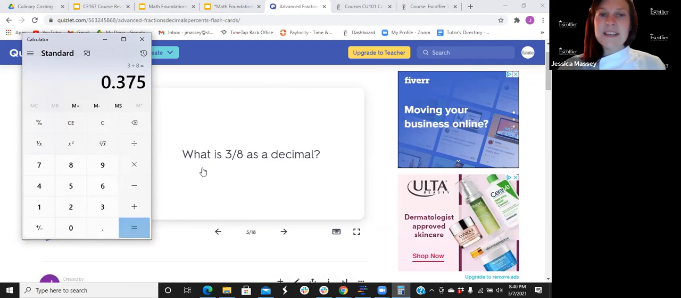So if this said, what is this rounded to the nearest tenth, what would your answer be instead? Rounded to the nearest tenth.